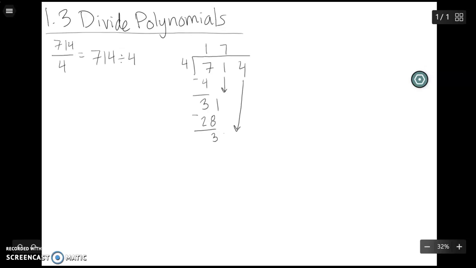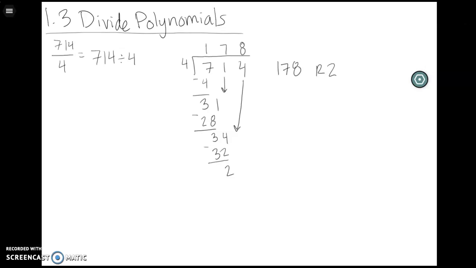Sorry, the arrow's all weird. Bring down the 4, and then ask how many times does 4 go into 34? Well, 4 goes into 34 8 times. And then 8 times 4 is 32. Subtract those, and I'm left with a remainder of 2. So we would say the answer, or the quotient here, is 178 remainder 2.